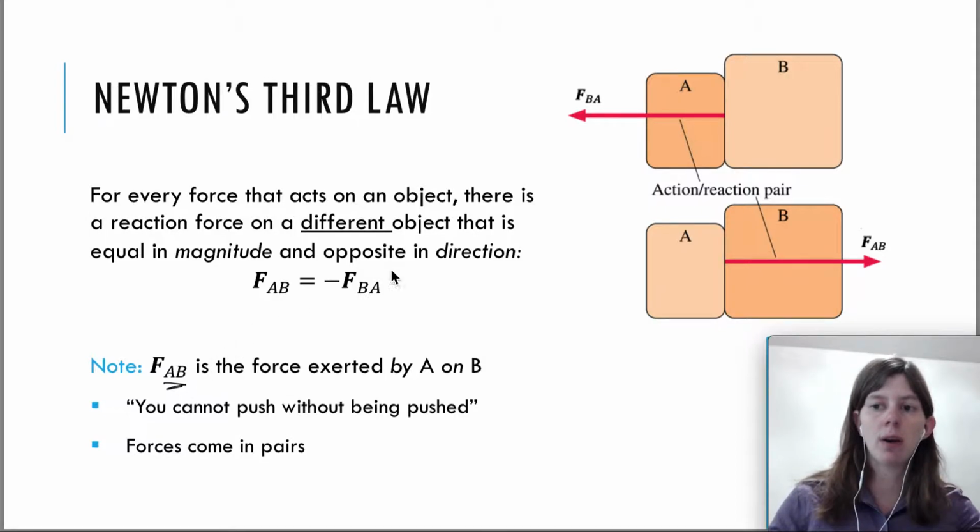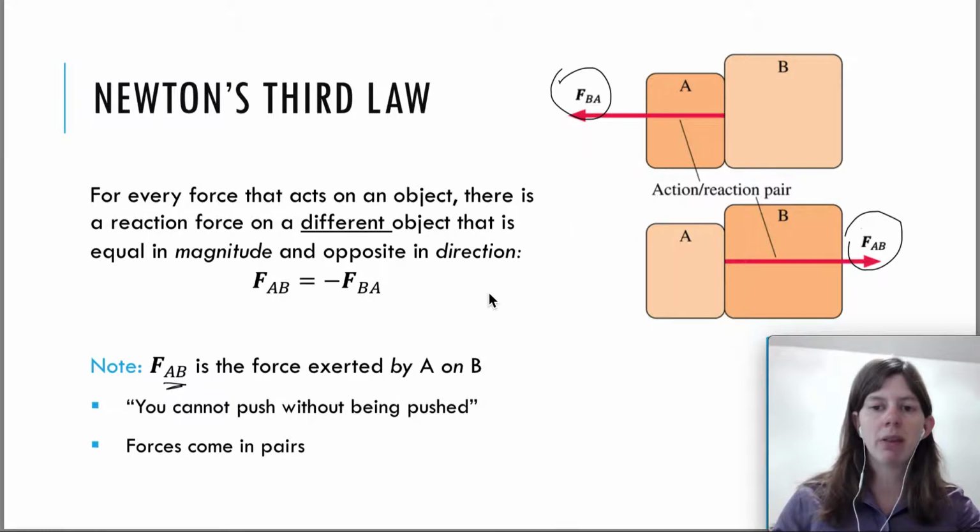So Newton's third law says that these forces must be equal in magnitude. They have the same strength, but they're in opposite directions. And they act on different objects. You can see this force acts on object A. This force acts on object B. So the best way to figure out what your action-reaction pairs are in a problem is just simply to switch the order of the subscripts.